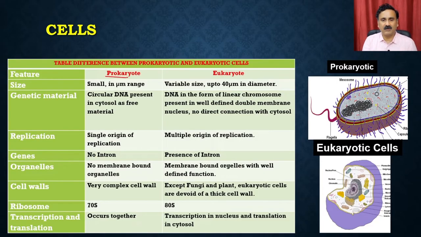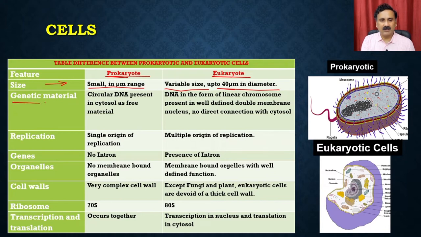This is the properties of the prokaryotic cell, and this is the property of the eukaryotic cell. Size. So the first criterion is the size, and the size is very small. Prokaryotic cells are mostly in the micrometer range, whereas eukaryotic cells could be of variable size. They could be up to 40 micrometers in diameter. So they could be several sizes: RBCs, macrophages, Kupffer cells, and all those kinds of things. So they will be very different.